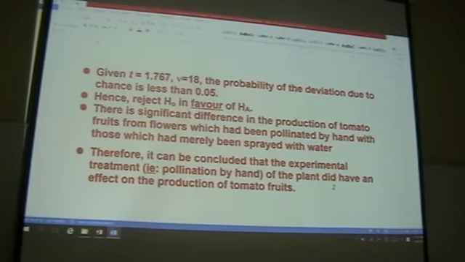Lua Yiping is not here. Felicia is not here as well. 6B Felicia. Jiangnan, do you know why Felicia is not here? She's sick.